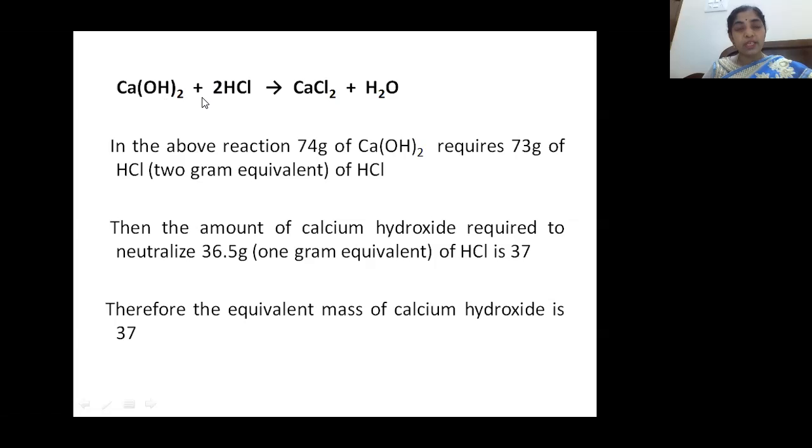Similarly, let us take up one more example. Calcium hydroxide is neutralized by HCl to form calcium chloride and water. In the above reaction, 74 gram of calcium hydroxide requires 73 gram of HCl. That is, for 1 gram equivalent of calcium hydroxide, 2 gram equivalent of HCl is required to neutralize. Then the amount of calcium hydroxide required to neutralize 36.5 gram of HCl is 37, half of this. Therefore, the equivalent mass of calcium hydroxide is 37.